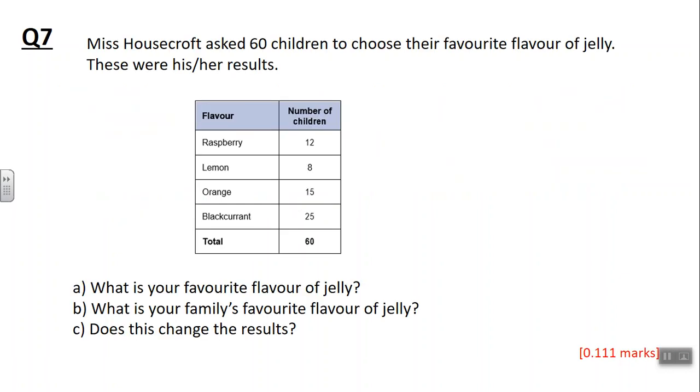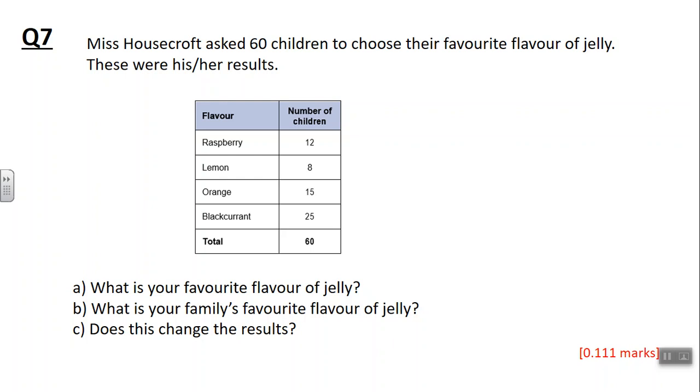Number 7. Miss Housecroft asked 60 children to choose their favourite flavour of jelly. These were her results. So, raspberry, lemon, orange and blackcurrant. The number of children was 60. 12 children liked raspberry, 8 children liked lemon, 15 children liked orange and 25 children liked blackcurrant.